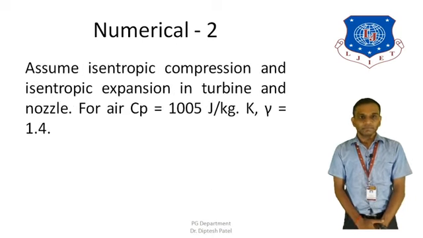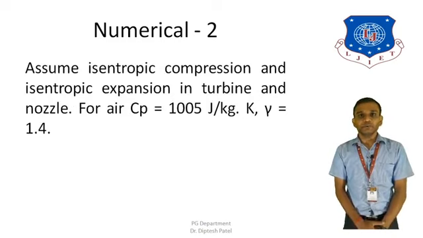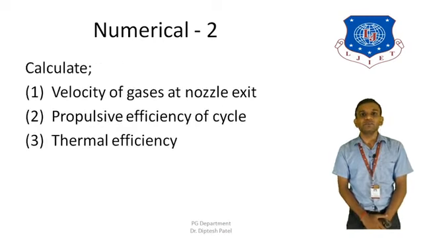Now it has been told to us that we need to assume isentropic compression and isentropic expansion in turbine and nozzle. So here the whole process would be isentropic, meaning the entropy would remain constant. Also the specific heat of air is given as 1.005 joule per kilogram Kelvin and gamma is 1.4.